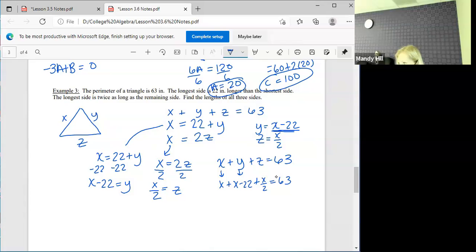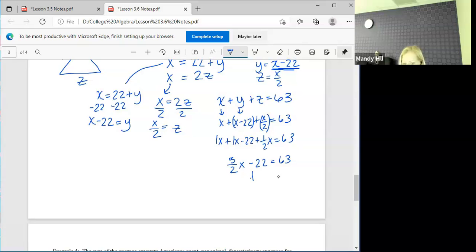Are you okay with that? So all I did was replace the Y with X minus 22, and I replaced the Z with X over 2. So now I have 1X plus another X, and I'm going to rewrite this as 1/2 an X just so it looks easier to deal with. So 1X and 1X and 1/2 an X, what is that, 2.5 X's? Is it okay if I leave it as 5 over 2? Y'all know that's 2.5. Okay. Or you can write 2.5 instead of 5 over 2. This is just going to be easier to deal with at the end.